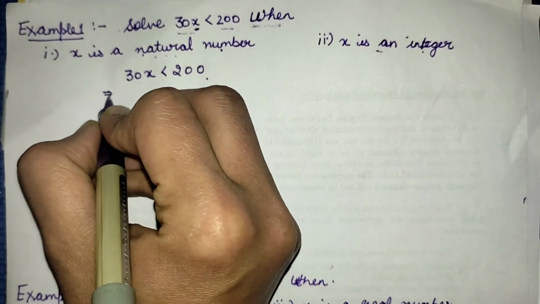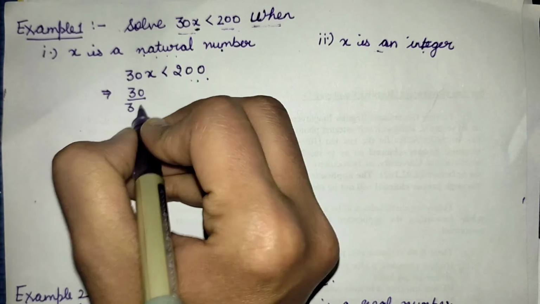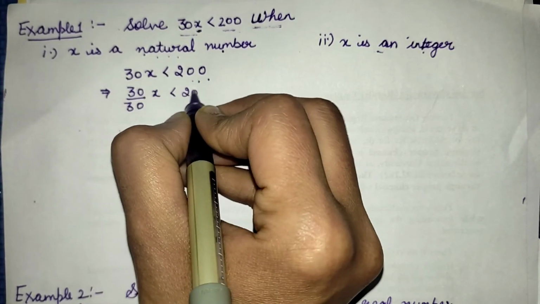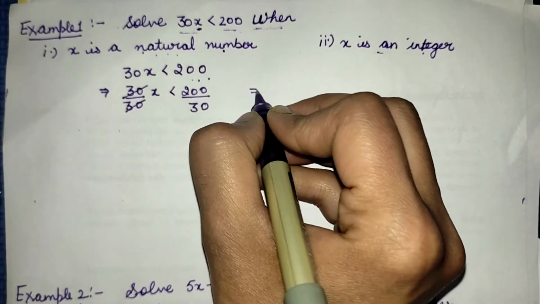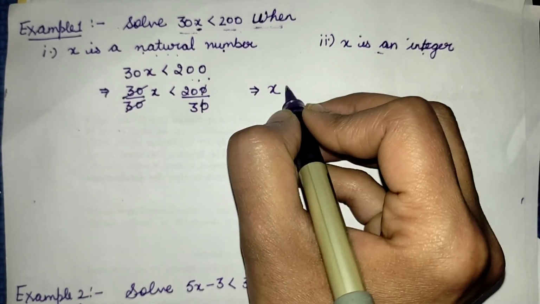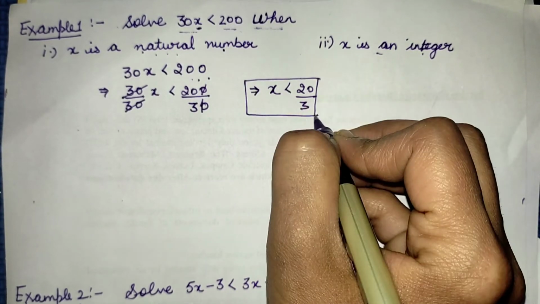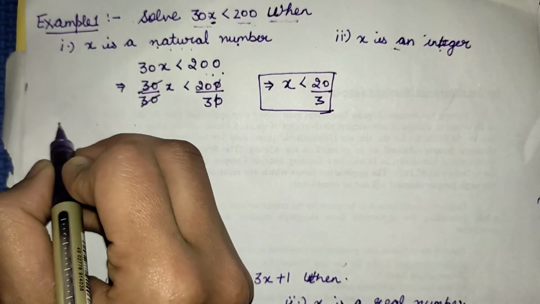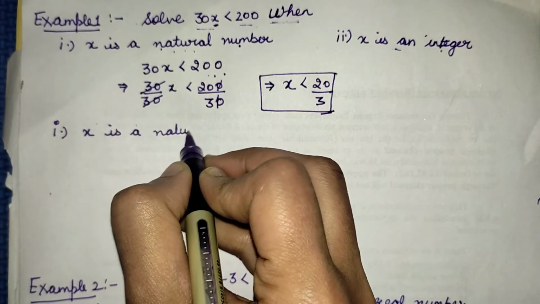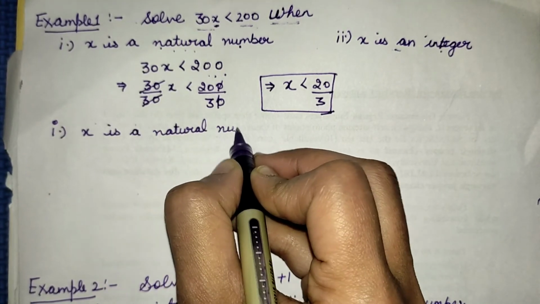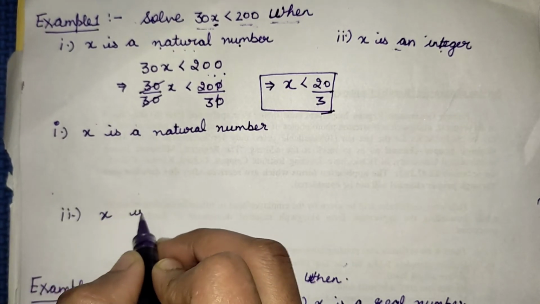So I have told you that you cannot directly take 30 there. You have to divide by 30 on both the sides. So the 30 and 30 will get cancelled out, and x will be less than 20 by 3. Right, so this is my answer. But they have given me some conditions, that x is a natural number. So what will be my answer if x is a natural number, and the second part, if x is an integer.